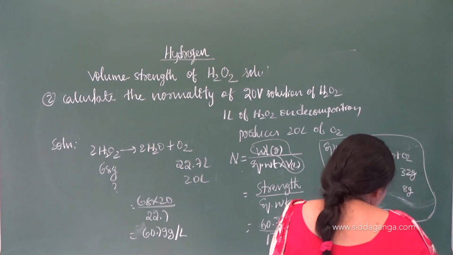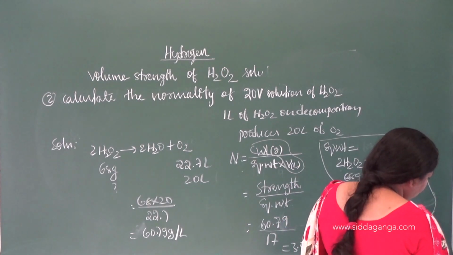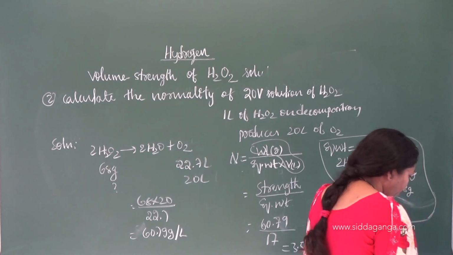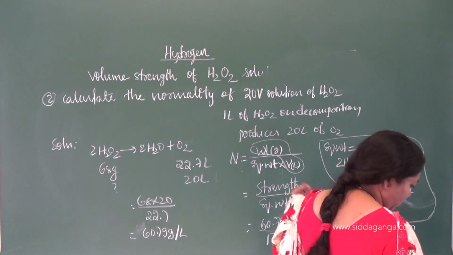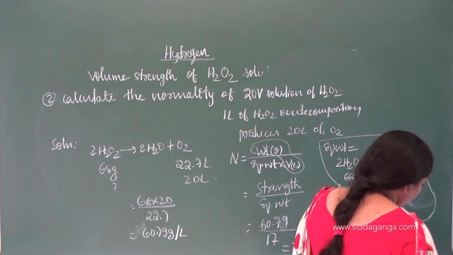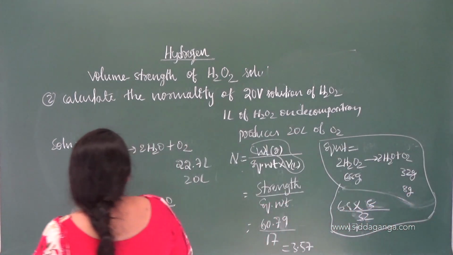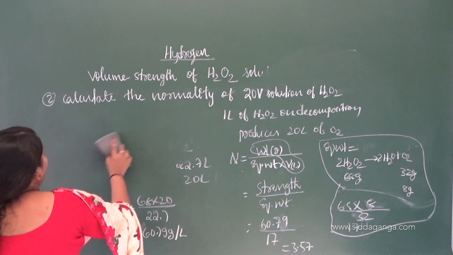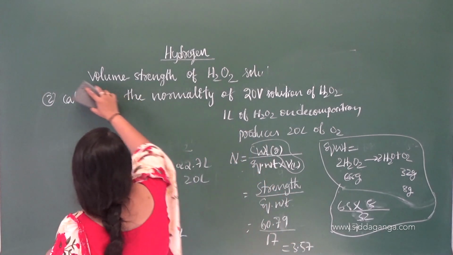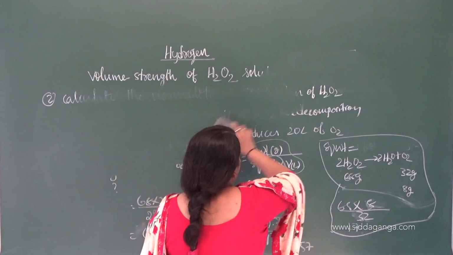So next problem: find the volume strength of 1.6 normal hydrogen peroxide. So they have given the normality. Now from that you have to calculate the volume strength. So it is very simple. Find the volume strength now.